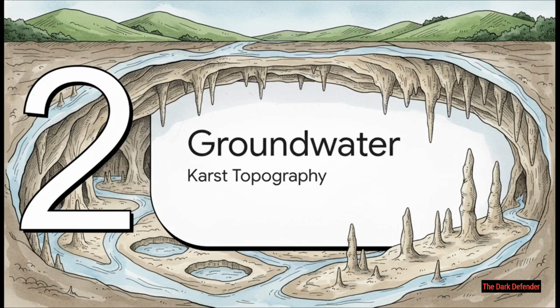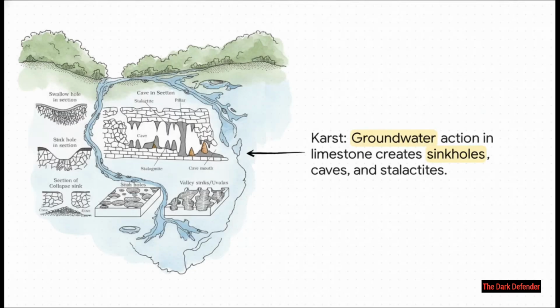All right, we've seen what happens on the surface, but what about underneath our feet? Our next agent is groundwater, and it creates a truly unique and almost alien-looking landscape by dissolving rock. This is called karst topography, and you find it in places with a lot of limestone. So in a karst landscape, it all starts at the surface. Rainwater becomes slightly acidic and dissolves the limestone, forming pits called sinkholes.